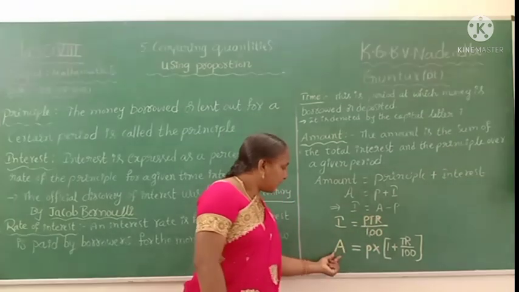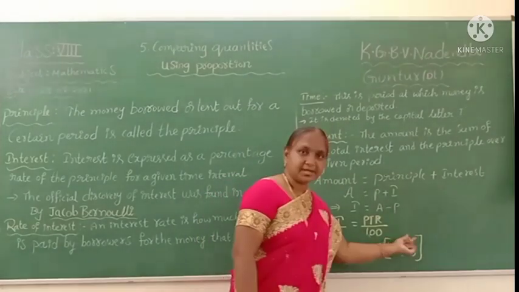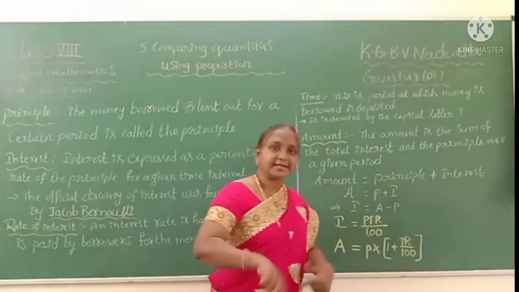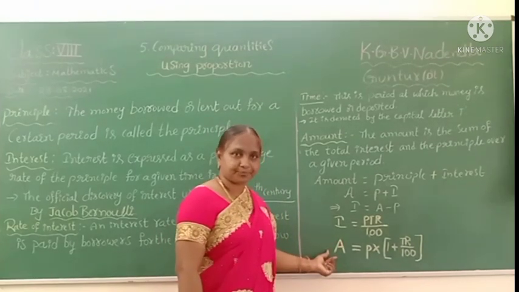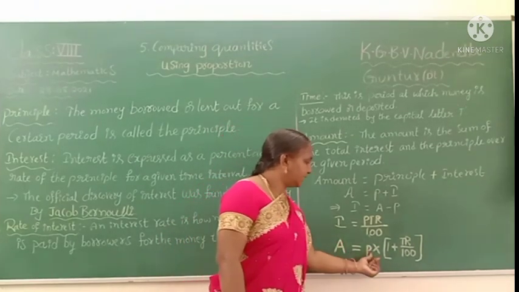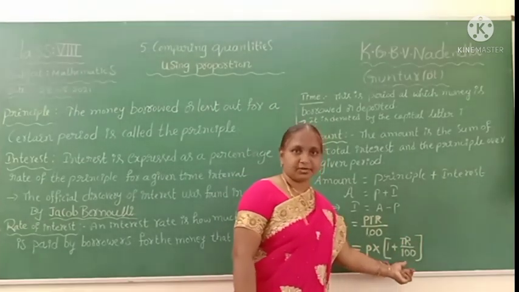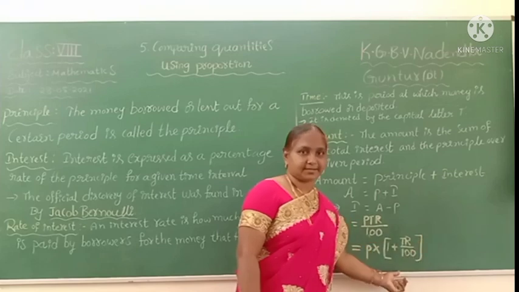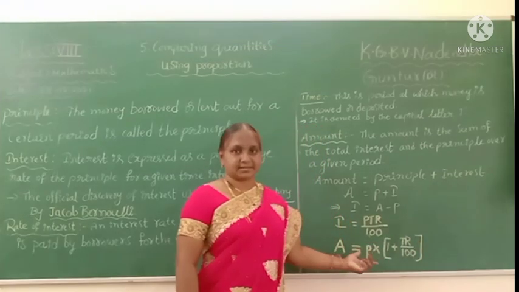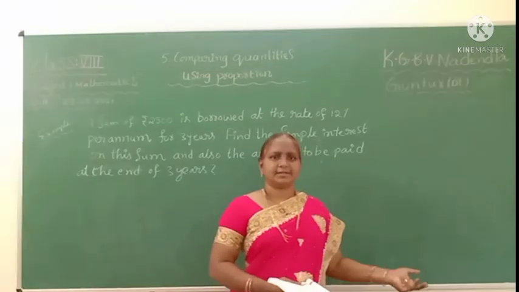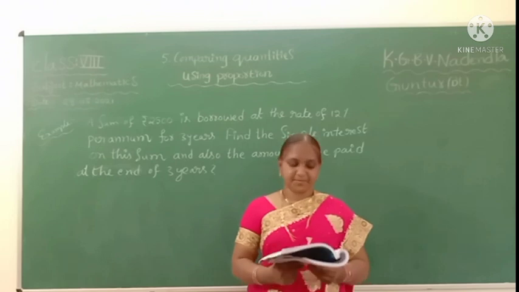Okay, amount. When you know principal, time, and rate of interest, we can directly find the amount by using this formula: A = P(1 + TR/100). This is the formula for finding the amount in simple interest. We just learned the formula for interest: I = PTR/100.